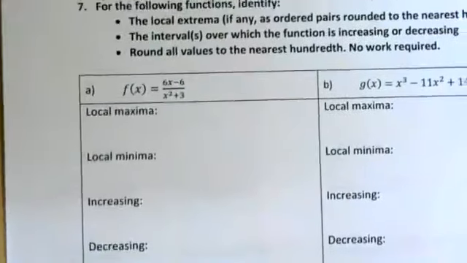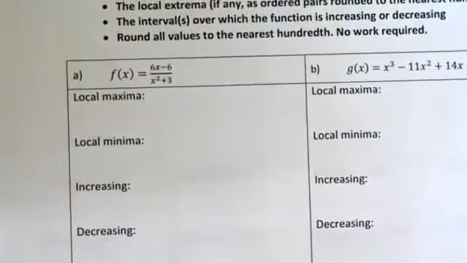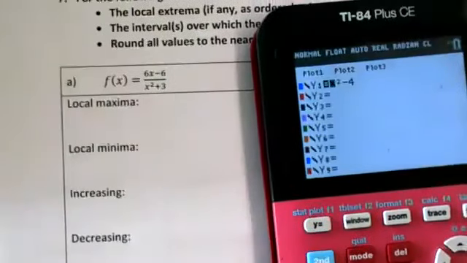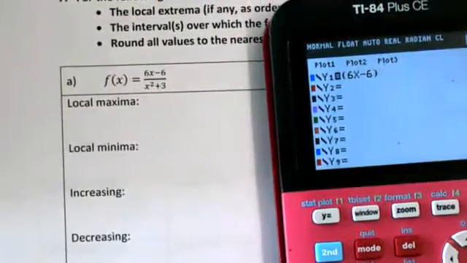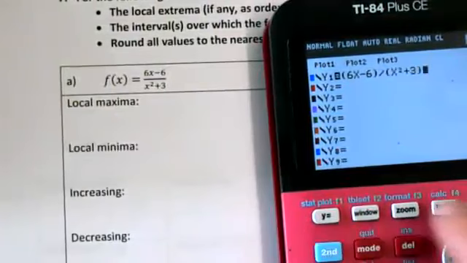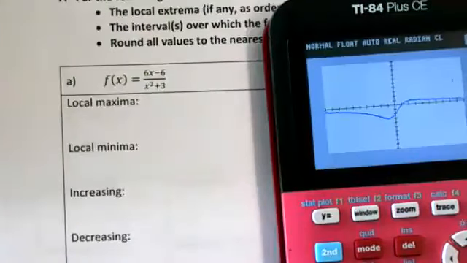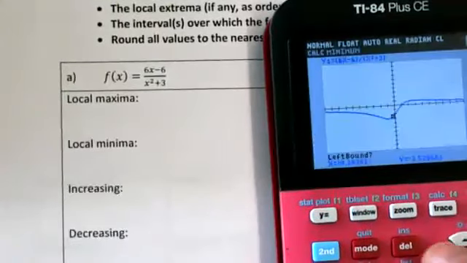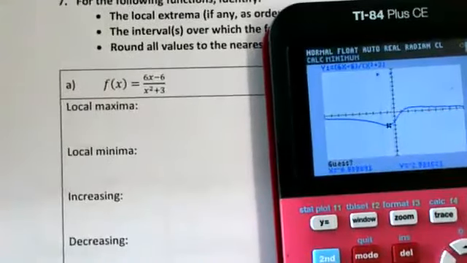All right, this is all about local maxes and mins and increasing and decreasing. So we're going to need to just graph it. Start with this first one. This is all calculator. Parentheses around numerator and denominator. Start with my standard zoom window. All right, looks like I got a local min here and a local max here. So second calc, min, a little to the left, little to the right, get best guess.